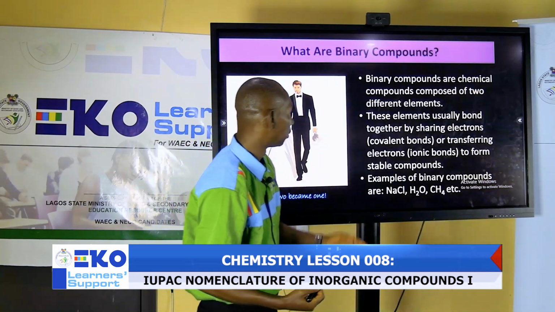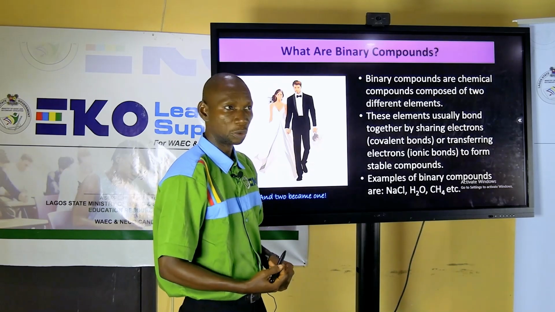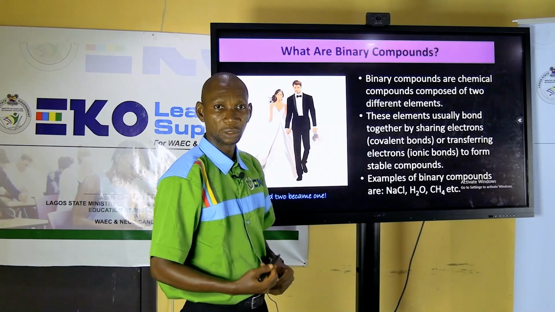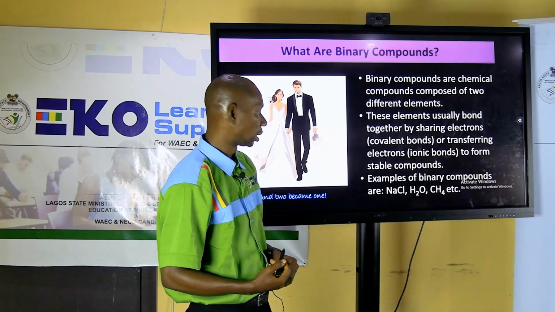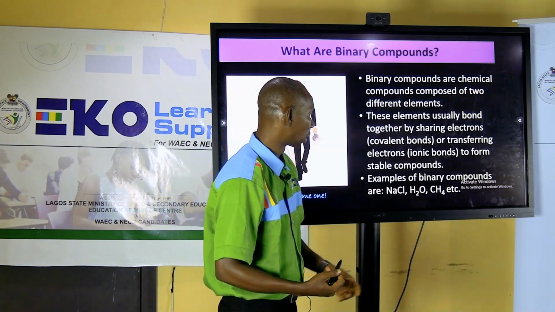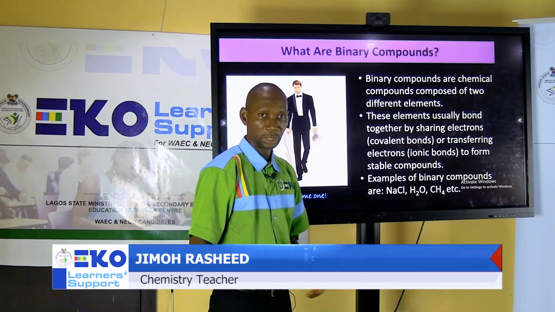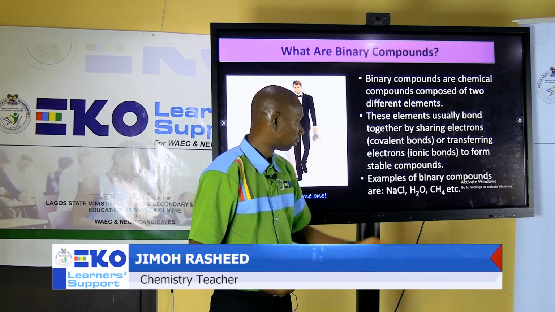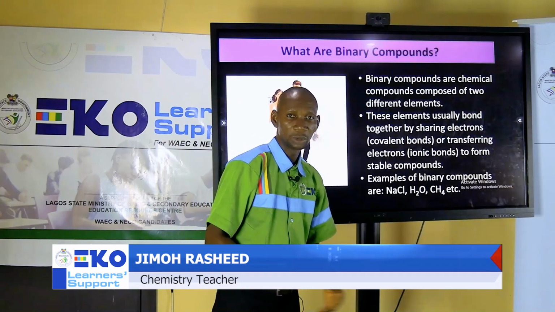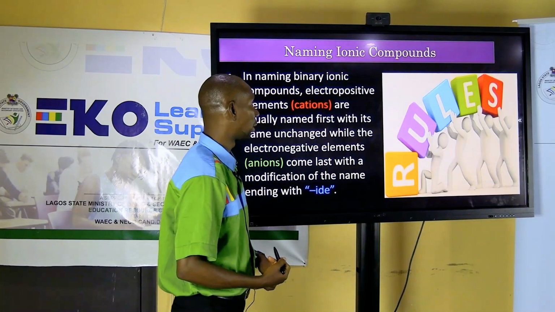And the binary compounds can be formed either by sharing of electrons. This is what happens with the covalent compounds, or it can be as a result of a transfer of electrons from a metal to a non-metal. This is how the ionic compounds are formed. Let's look at some examples of binary compounds. You have a compound formed between sodium and chlorine, which is called sodium chloride. A compound formed between hydrogen and oxygen, that is water. A compound formed between carbon and hydrogen, methane. And there are so many more examples of binary compounds.